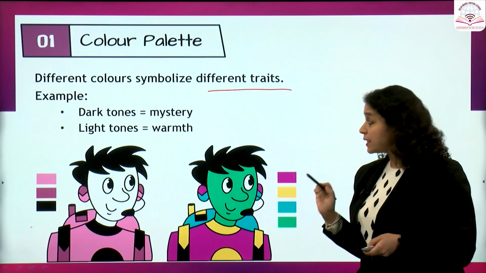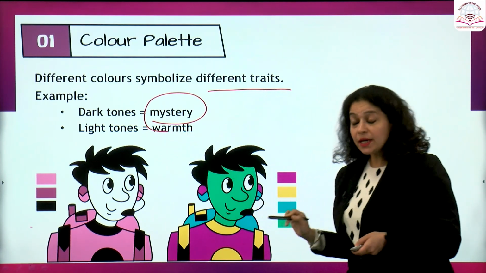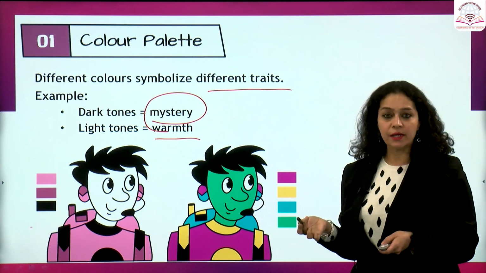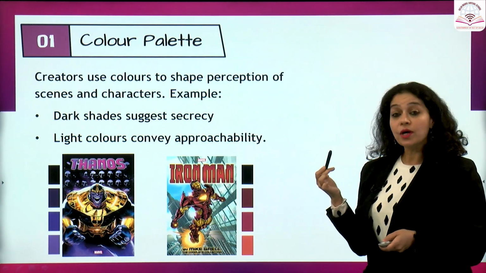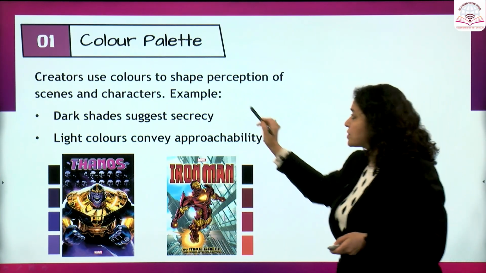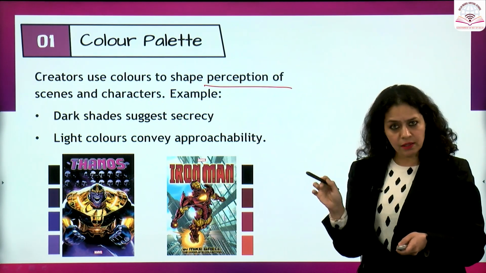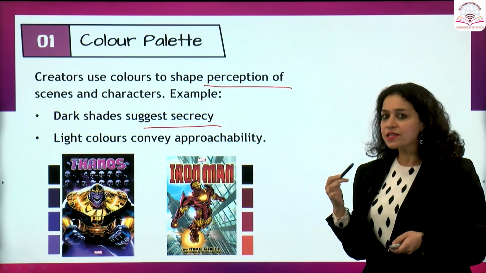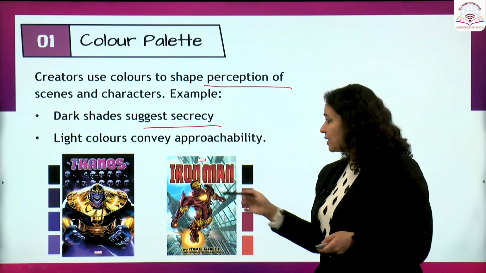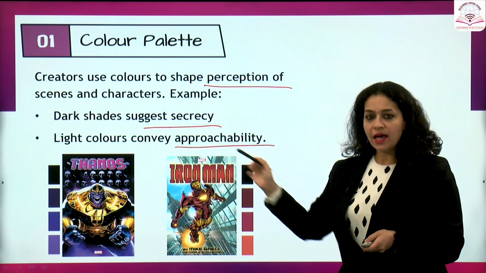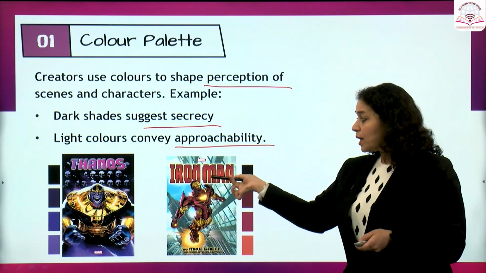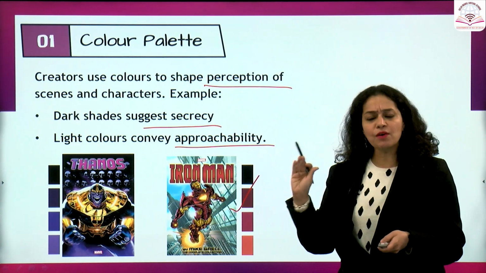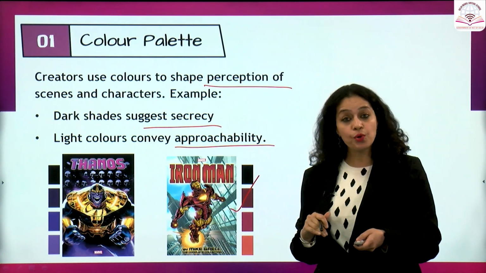For example, darker tones depict mystery, and lighter tones depict warmth in a scene or maybe in the character. And also, these colors are used by creators to shape perception of the entire scene as well as characters. For example, darker shades suggest secrecy, and lighter colors convey approachability. As you can see in the visual given below, the picture of Thanos has darker tones, whereas Iron Man has somewhat lighter tones in comparison to Thanos.